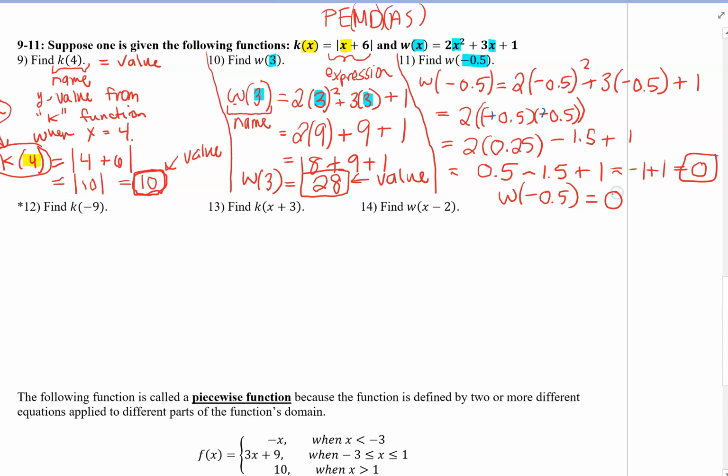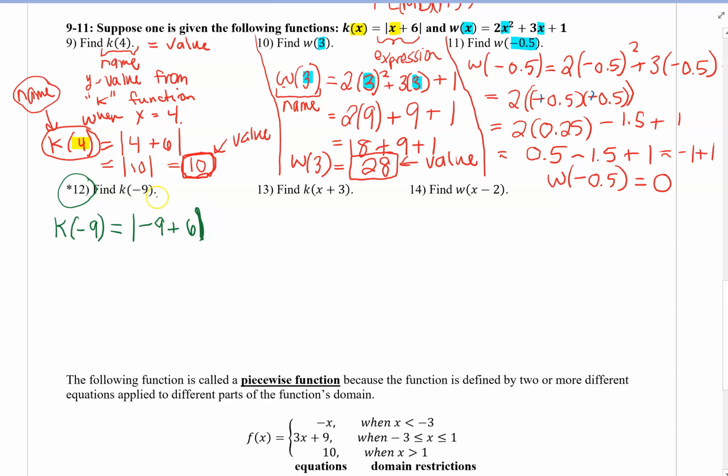Okay, so in number 12, we can see we're working with the K function. And the input we're going to use is negative 9. So we start by writing the name of our function, and that equals the absolute value of negative 9 plus 6, because basically wherever there was an x before in the original equation, I replace it with negative 9. Order of operations says to do whatever is inside the function first. So in this case, I'll have to add negative 9 and 6 first and get negative 3. And then at the end, I will apply the function. So the absolute value of negative 3 is positive 3, so that's the value of my answer.